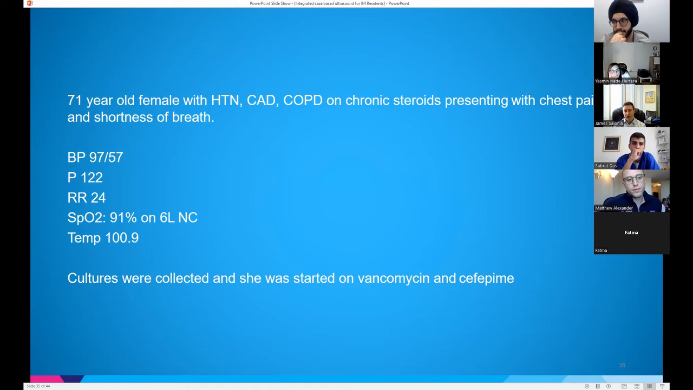Hypotensive, tachycardic, tachypneic, hypoxemic, 91% on 6 liters, febrile, slightly to 100.9. Cultures were collected. She was started on vancomycin and cefepime. She was admitted to the general medical floor, and thankfully the resident said, hey, patient's a little borderline in terms of blood pressure, tachycardia, a little hypoxemic. Let's call a critical care consult and see this patient.